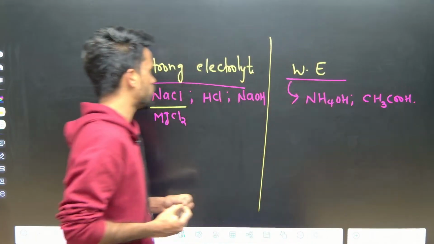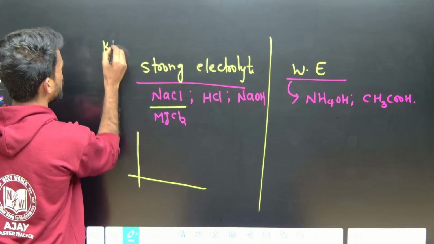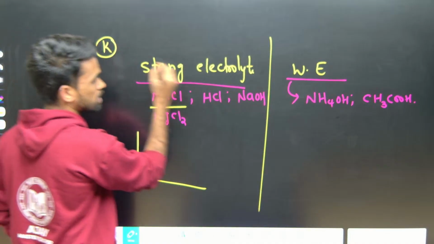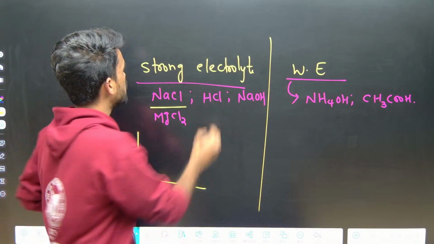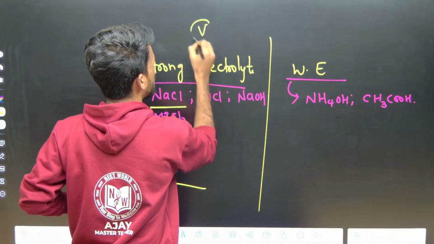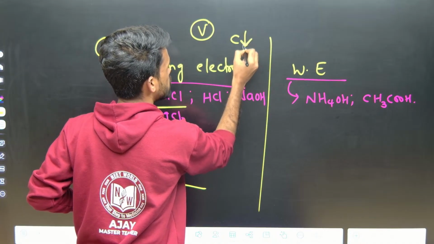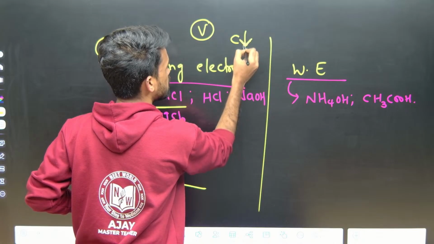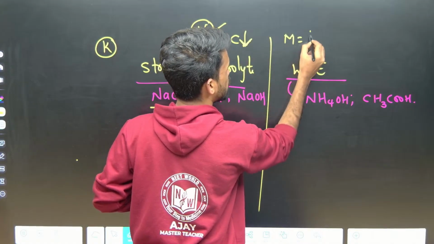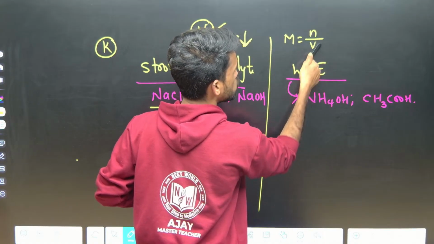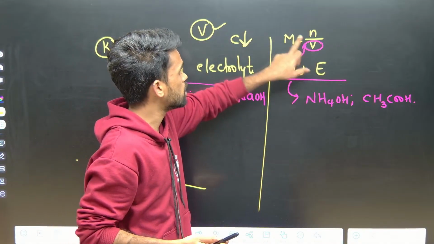Now, the conductivity, K, of an electrolyte decreases upon dilution. Dilution means the concentration decreases. What is the formula of molarity? Molarity equals the number of moles of solute divided by volume. So upon dilution, you are increasing the volume, and the concentration decreases.